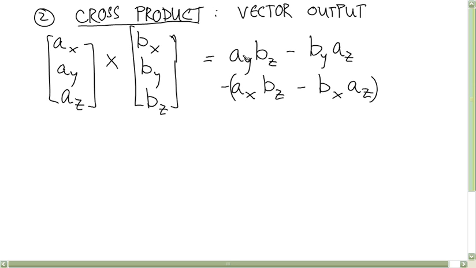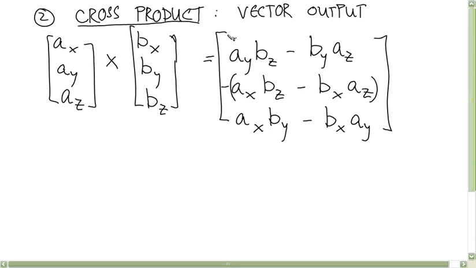So you sort of notice the pattern that develops here, if you're trying to remember this. The x component of the output has no x, it only has a y and a z. The y component of the output doesn't have a y, it just has an x and a z. And the z component doesn't have a z, it just has an x and a y. Okay, so there's the formula.